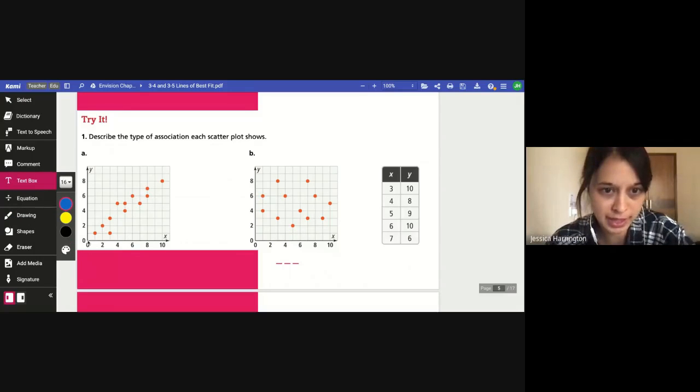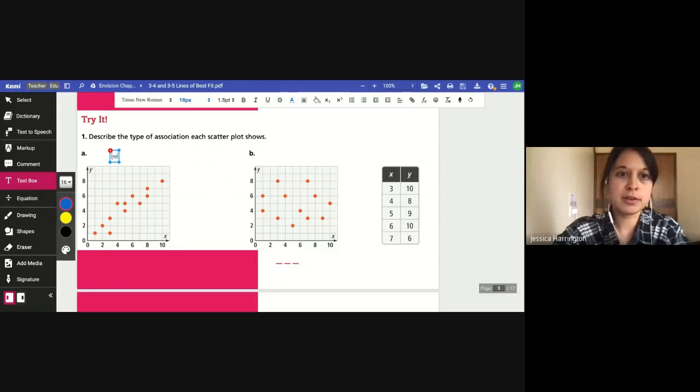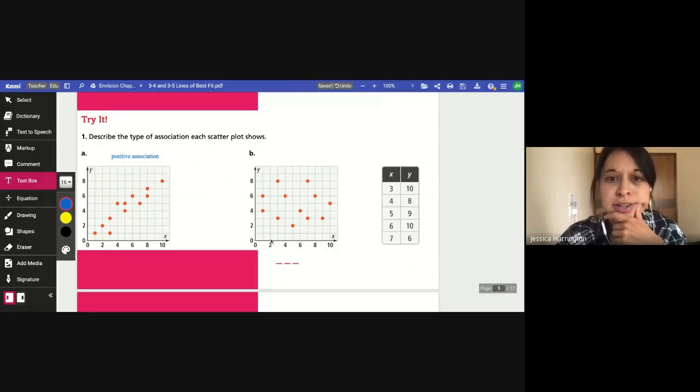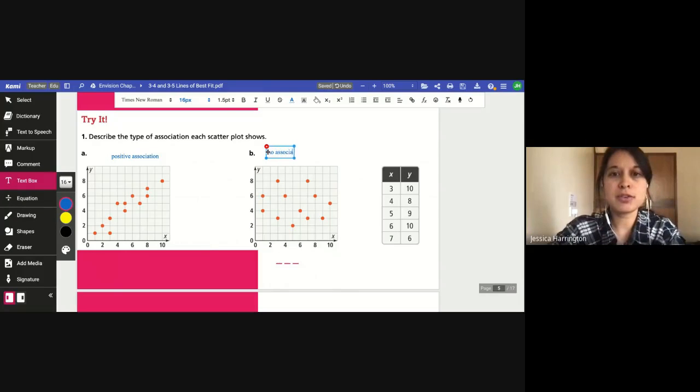Well, I'm noticing as x gets bigger, so does y. So this is a positive association. All right, what about this one? This one is all over the place, right? Here it's at 4, then it goes down to 3, but then also at 3, it's 8. There's no pattern here. So we would say this one has no association.